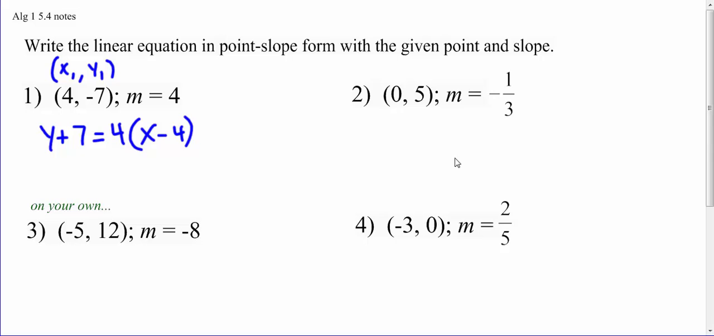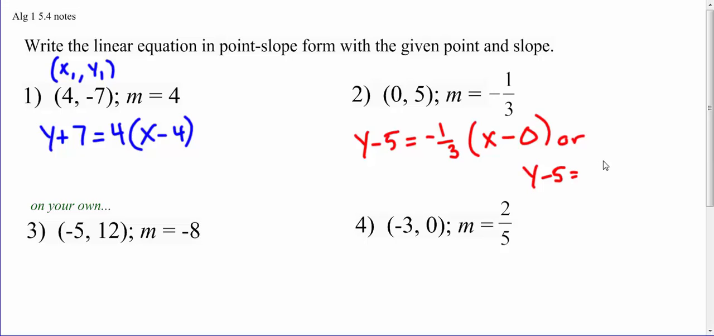All right, let's try the next one. Same idea. And by the way, you can just leave it in point-slope form if it doesn't say to change it. This is a great linear equation. You can use it that way. All right, so the next one, number 2, y minus 5 is equal to negative 1/3 as the slope, times x minus 0. Now some of you might be saying, well, it seems kind of silly to have a minus 0 there. So if you really wanted to, you could rewrite that as y minus 5 equals negative 1/3 x. That would be also acceptable. Either of those are fine.